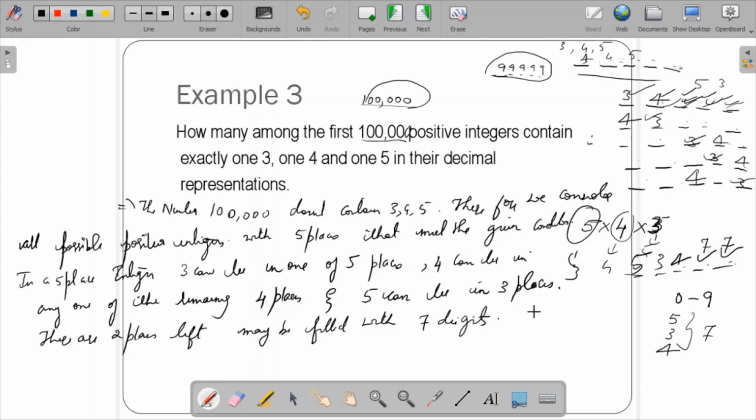Okay. So the answer will be thus. Therefore, it is 5 into 4 into 3 into 7 into 7. So that is equal to 2940 integers. 2940 integers. So this is regarding example 3.